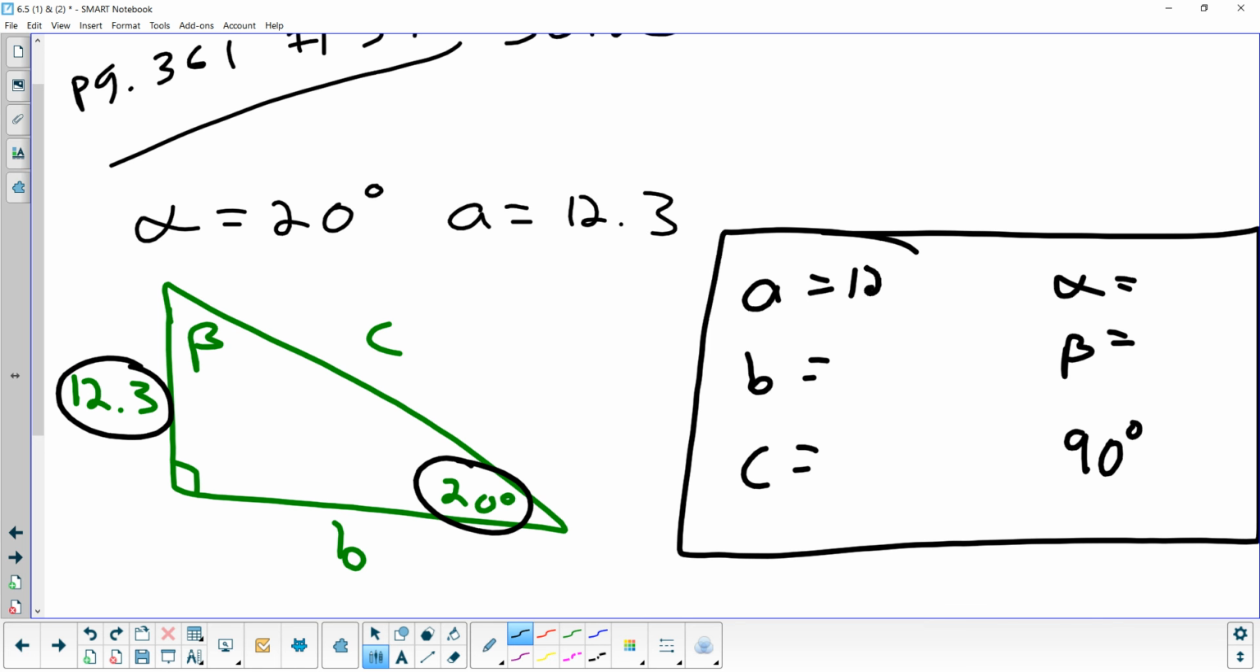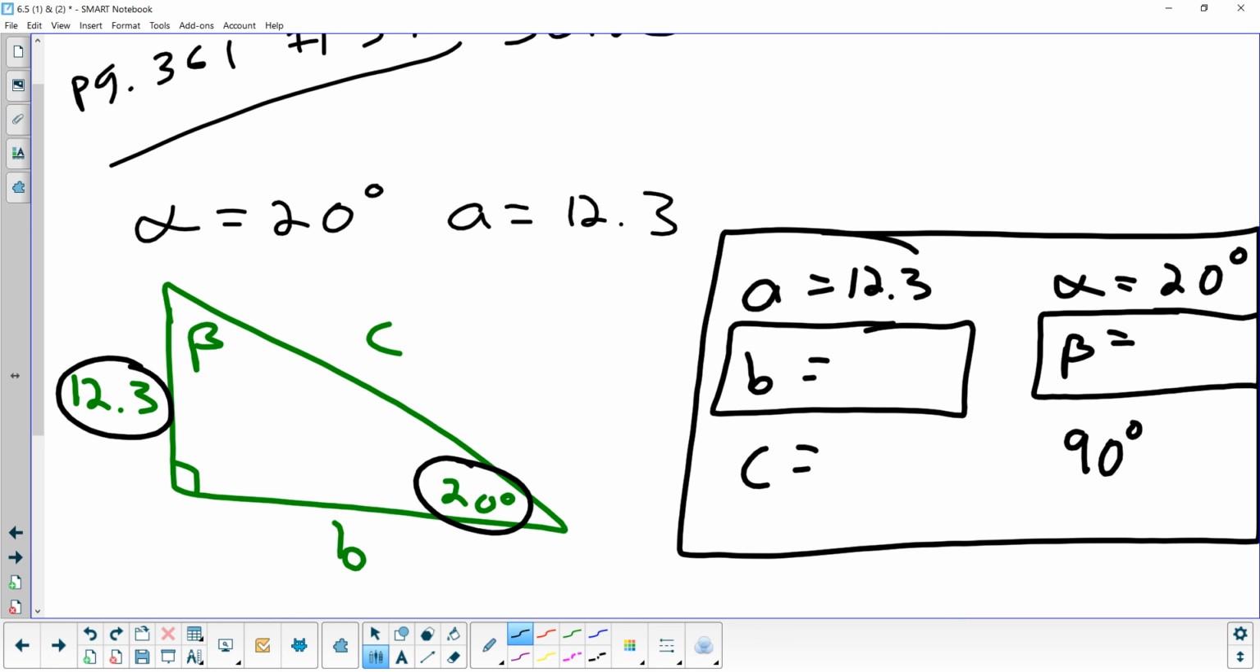All right, so A is 12.3. Alpha is 20. We don't know beta. We don't know B. And we don't know C. Okay, again, find anything you want in any order you want. Anyone have a thought which one we want to do first? Yes, beta. All right, let's do beta first.